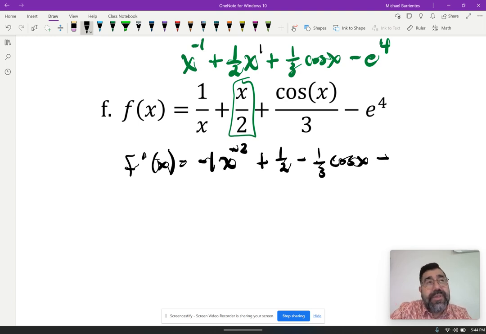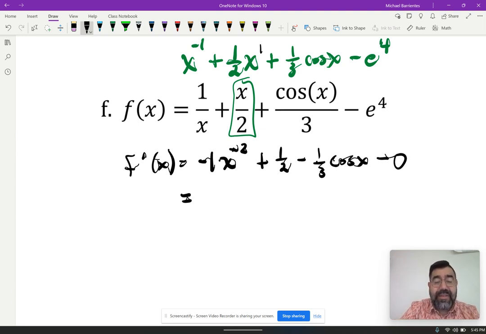Now here's where some students, if they're not paying attention, can get confused because you look at e to the 4 and you say, oh, the derivative of e to the x is e to the x. So the derivative of e to the 4 is e to the 4, but it's not, because e to the 4 is a constant. And whenever we take the derivative of constants, that's 0, right? This number doesn't change. E to the 4 is a number, it's a value, and it doesn't change. So therefore, the rate of change, the instantaneous rate of change, the derivative is 0.